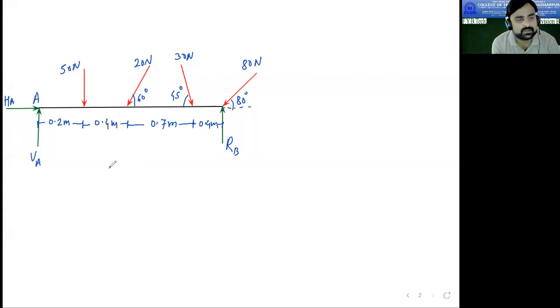So these are the distances given to us. Now what we are going to do, we are going to take the moment of all the forces about A equal to 0. Clockwise moment is positive, anti-clockwise moment is negative. So before taking the moment, we will resolve the force.